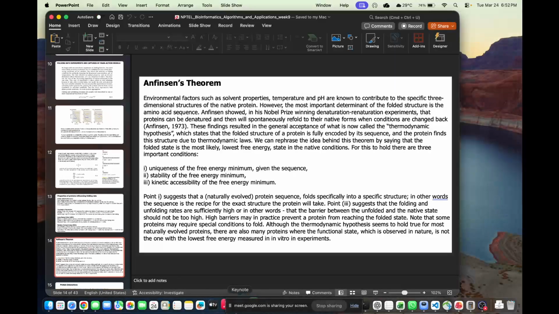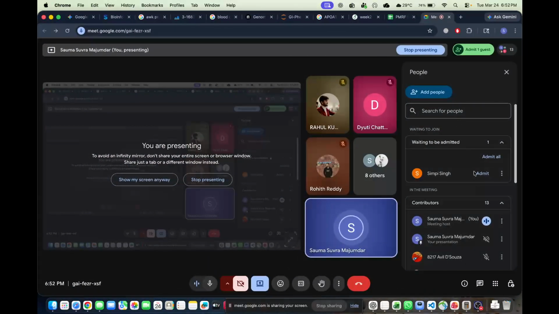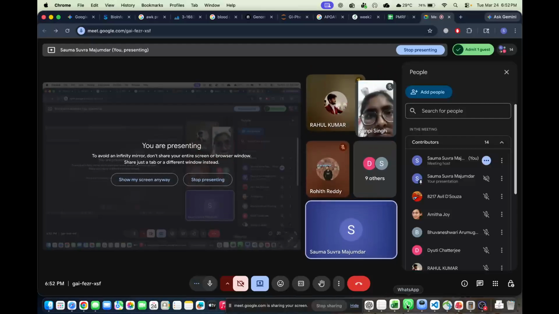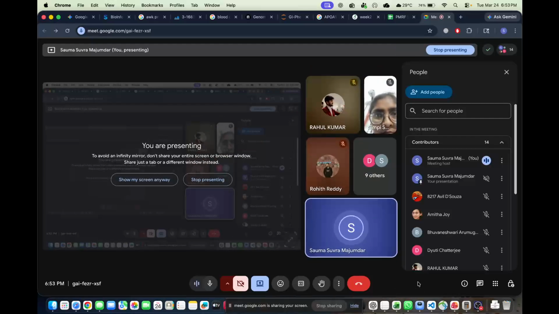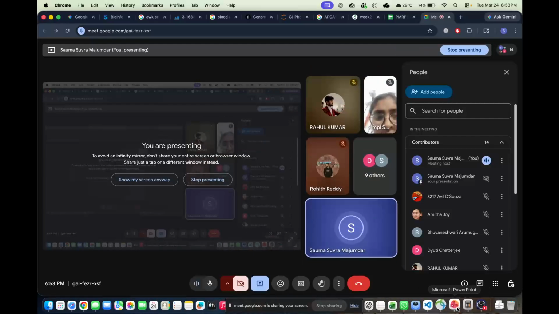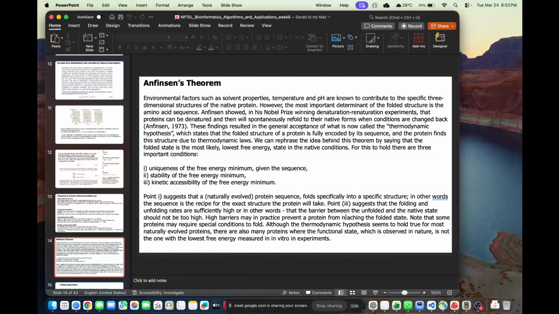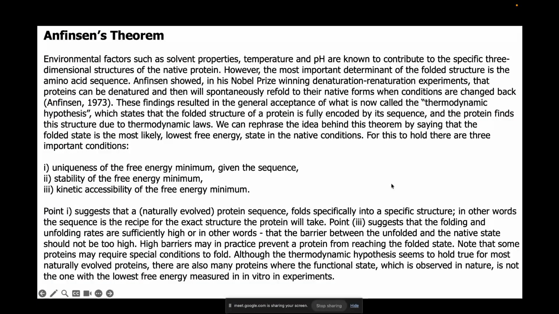As we have discussed, if you change the pH or the temperature or any other kind of parameter for a protein, it will change the spontaneity between folded and unfolded protein. So the rate of protein folding will change based on these other parameters: solvent properties, temperature, pH, etc. Right. However, the most important determinant of the folded structure is the amino acid sequence itself.